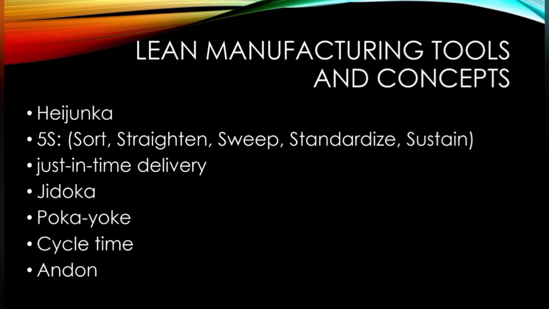5S, a set of practices for organizing workspace to create efficient, effective and safe areas for workers, and which prevent wasted effort and time. 5S is one of the basic building blocks of lean manufacturing and one of the first lean tools that you will start your implementation with.